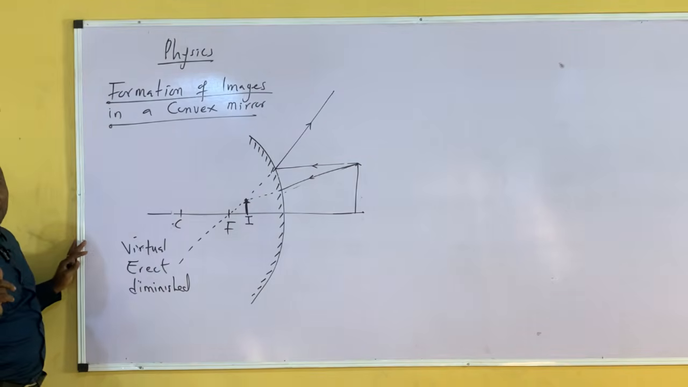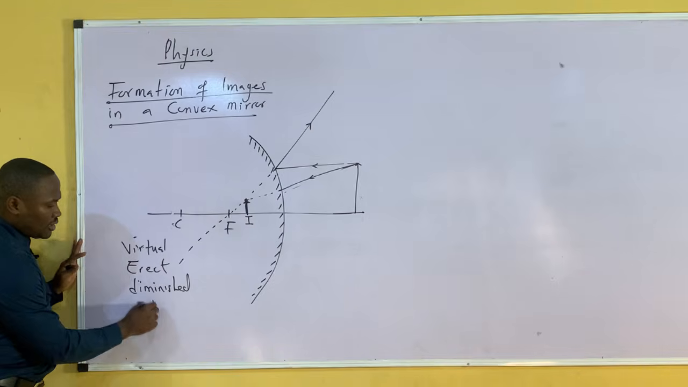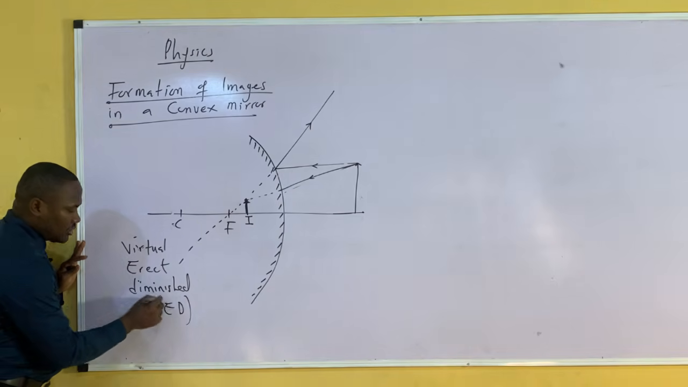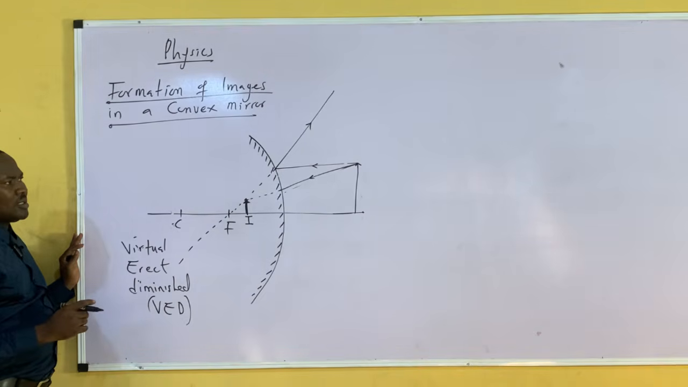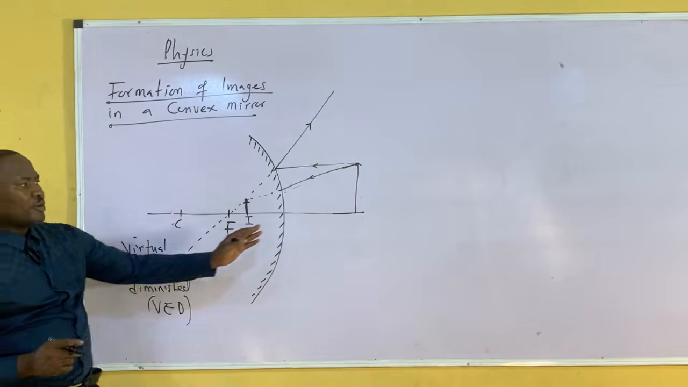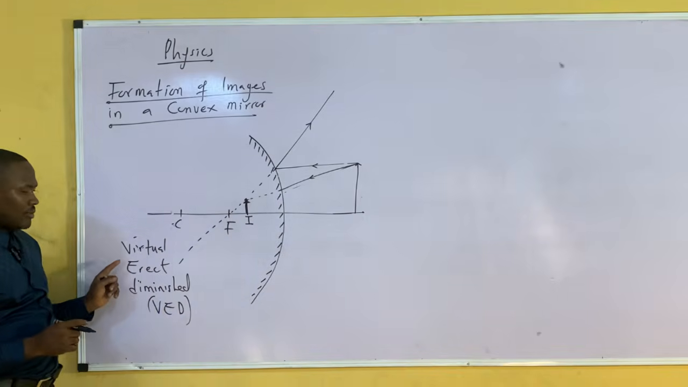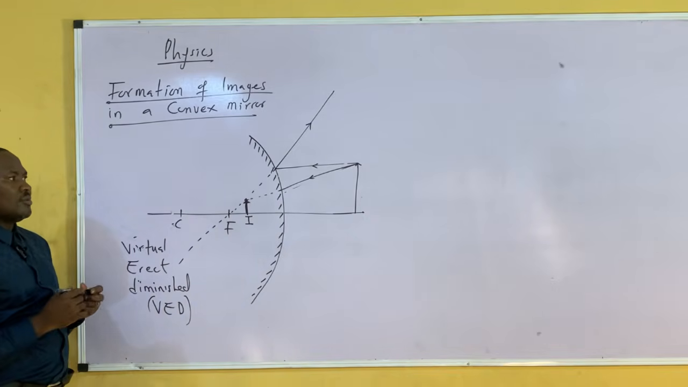Now that means that this kind of an image is VERD. The short acronym for it is VERD. So what does that mean? It means that this kind of a mirror produces a virtual image, erect image, and a diminished image.